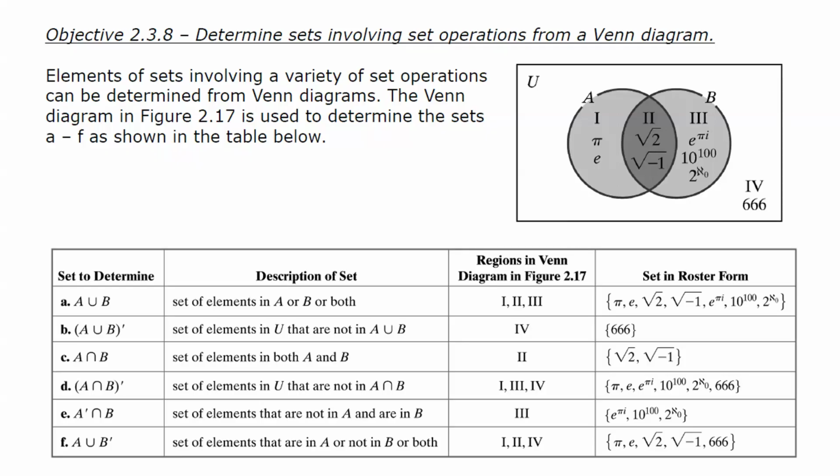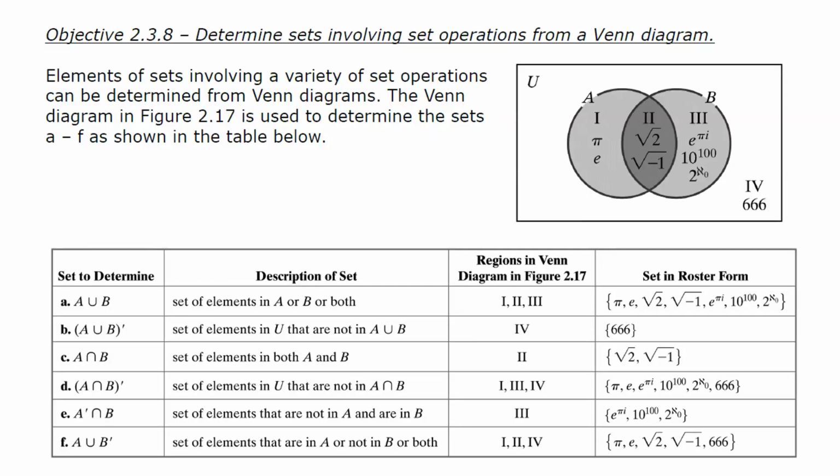If I was asked to determine the union of set A and B, I would take all the elements in A or in B or both, all of them together. That would be the elements in regions 1, 2, and 3. If I wanted the complement of this union, I would be looking for all of the elements in the universal set that are not in this union. That would be region 4, because it's outside of the circles.